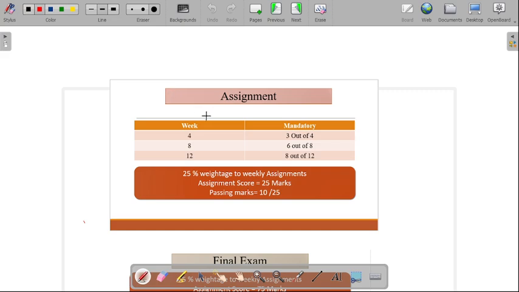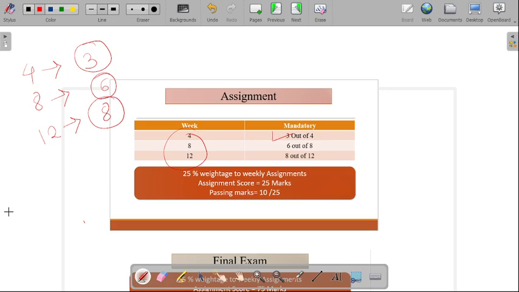So suppose consider that you have these different types of week patterns in the NPTEL course. Suppose you are joining the 4 week course, you need to mandatorily solve 3 assignments. So 3 out of 4 assignments are mandatory. If you have joined the 8 week course, you need to mandatorily solve 6 assignments. And if you have joined the 12 week course, you need to attempt a total of 8 weeks of assignments.